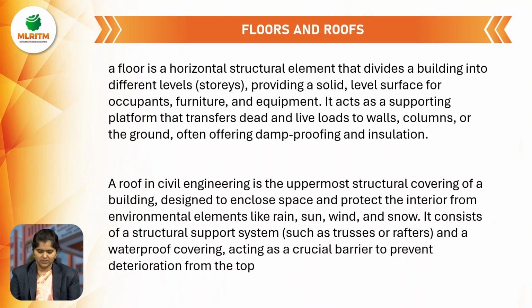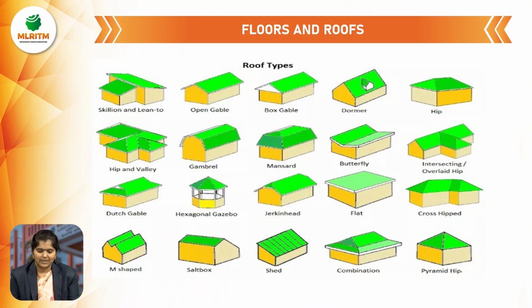A roof in civil engineering is the uppermost structural covering of a building, designed to enclose space and protect the interior from environmental elements like rain, sun, wind, and snow. It consists of a structural support system and waterproof covering, acting as a crucial barrier to prevent deterioration from the top. So these are the types of roofs.